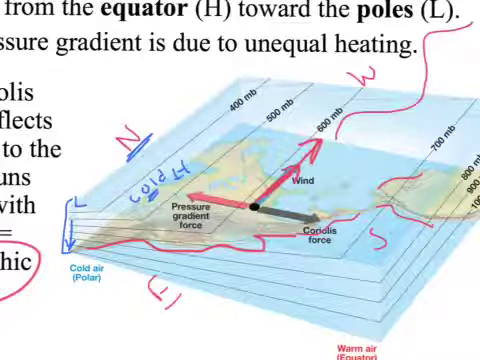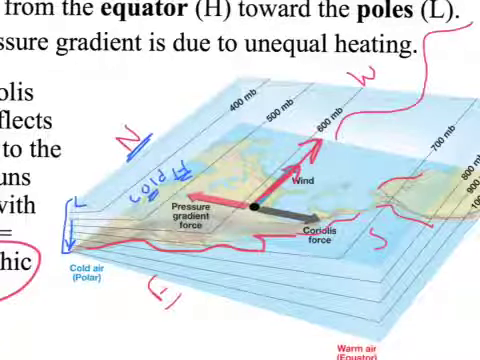Okay, so we have a high pressure at the Earth's surface near the poles, but we have a low pressure aloft. Okay, now I'm going to do something similar over here at the equator. Now this isn't, maybe this is the equator.